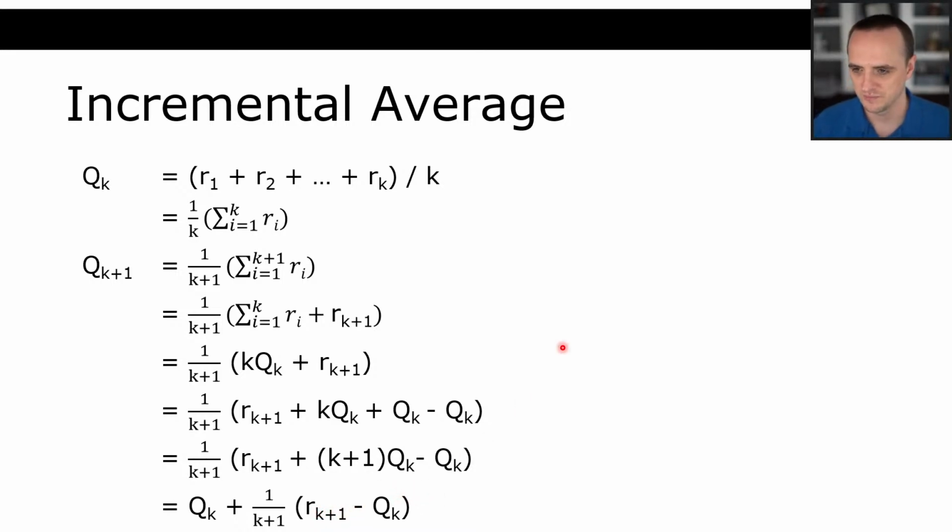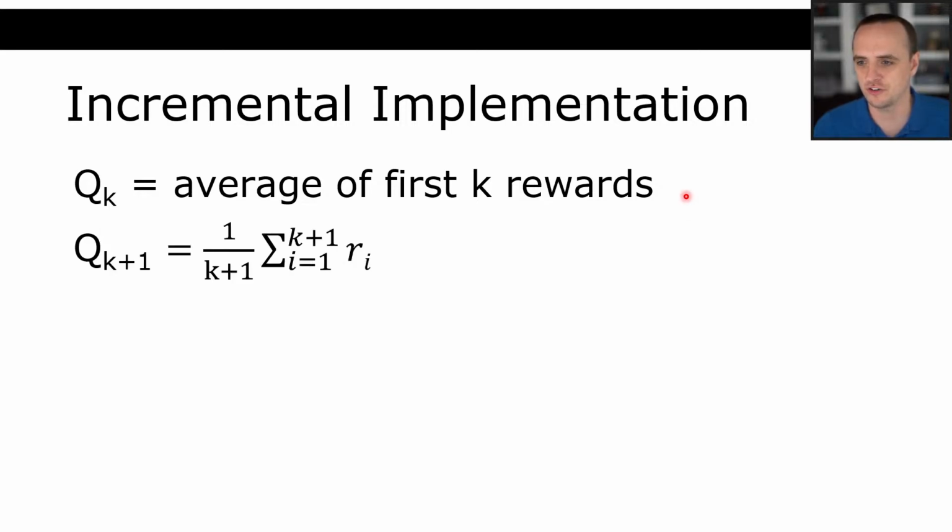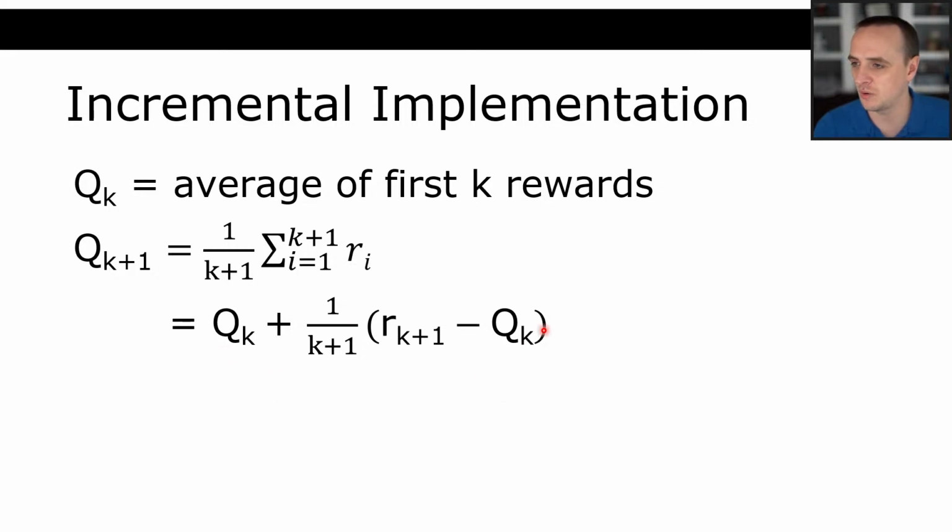So what does this mean? Well, it means that the average at the next time step is equal to the previous average plus 1 divided by k plus 1 times the new reward minus the old average. So look at that. We've got a formula now to be able to update the average, and all we need to keep is the old average and the k value. That's it. That's pretty cool, I think. We don't need to sum all these values anymore. So if Q_k is the average of the first k rewards, and that's what we had, then Q_(k+1) is equal to this, which is equal to what we just derived.